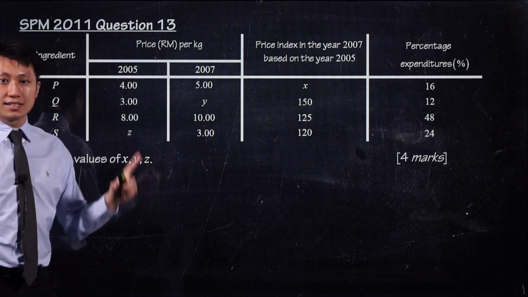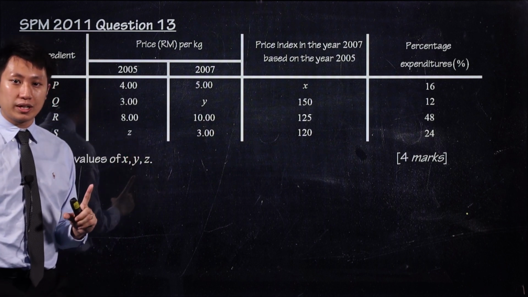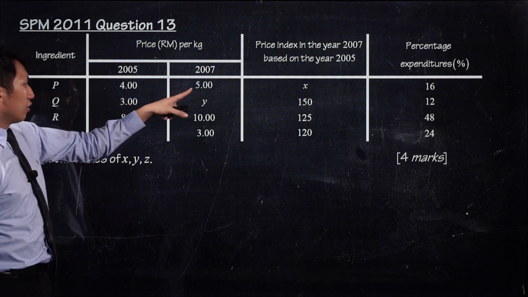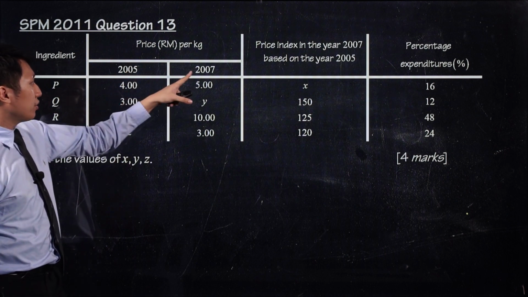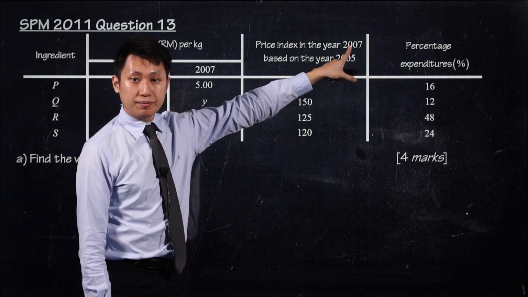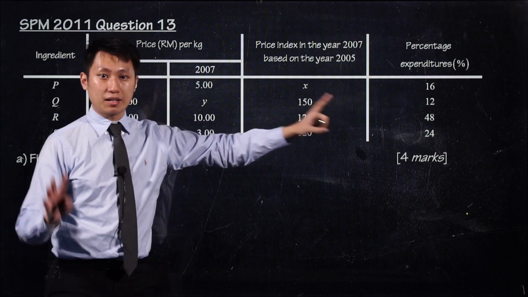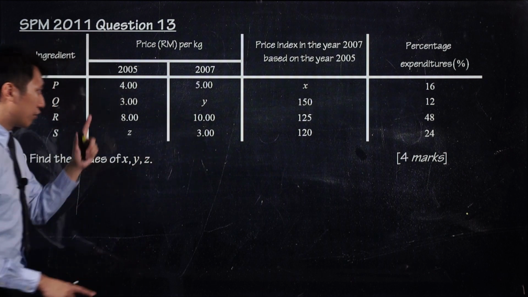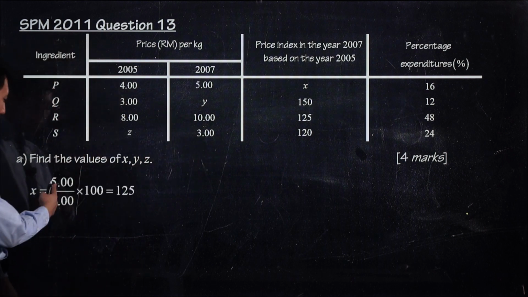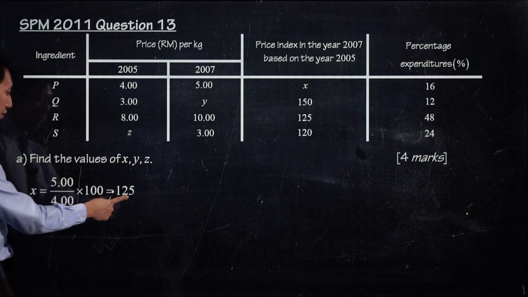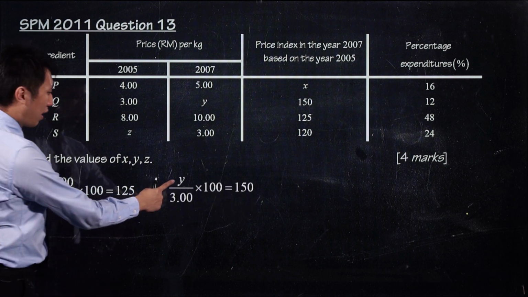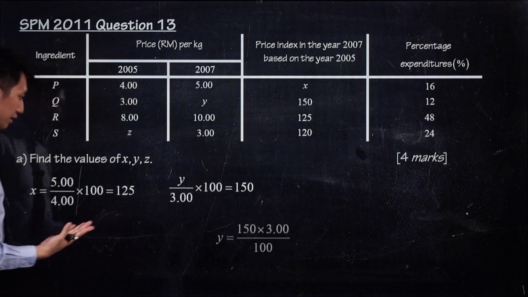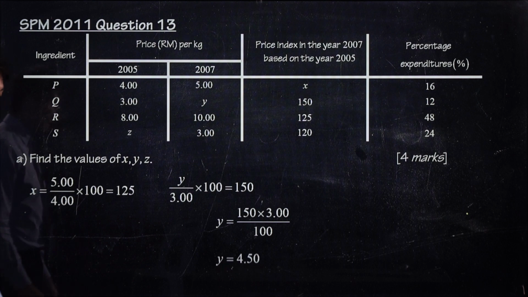So price index, this is exactly what I was doing in the first lesson in this class. Here, you know the price, this is 2005, 2007, 2005, 2007. Makes sense. Not like the previous question, there's only one price index here. So you can find x easily: 5 divided by 4 times 100. Then y divided by 3 times 100, you get 150. Easy, you get y.